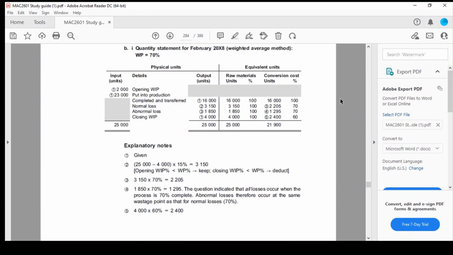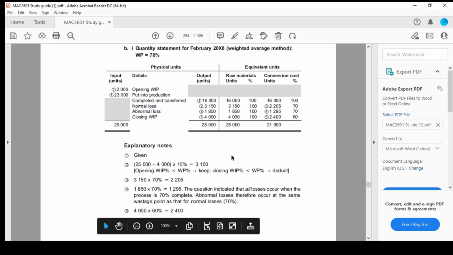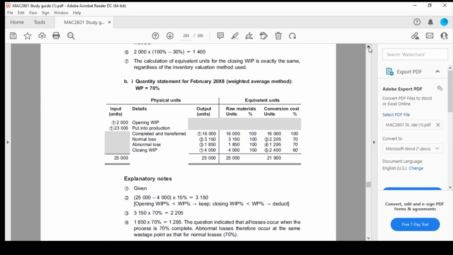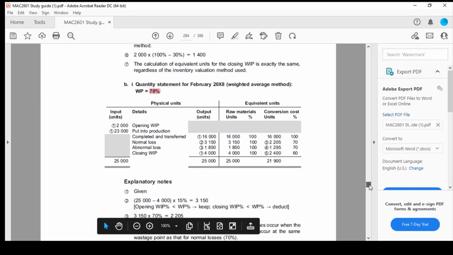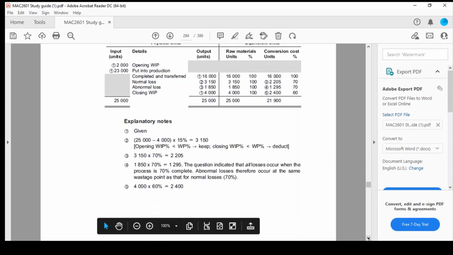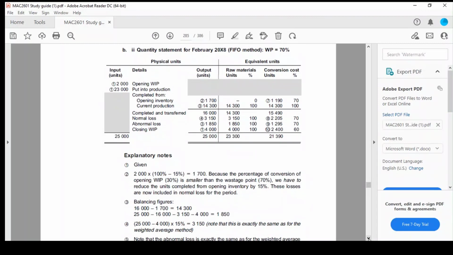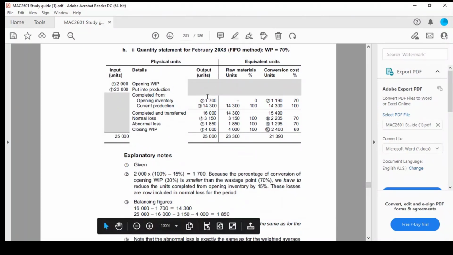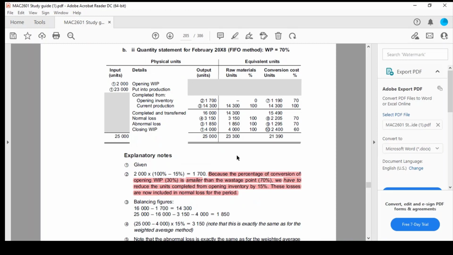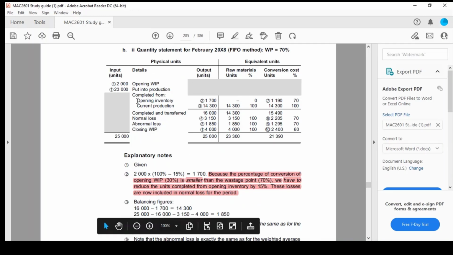I'm taking silence as no questions. I just wanted us to look at this one. So this was when the wastage point was at the beginning, right? So now if wastage is at 70%, how different would it be? I'm interested in first in, first out. Let's look at the first in, first out, right? This is where now we have to apply that rule around deducting the normal loss out of your opening WIP.